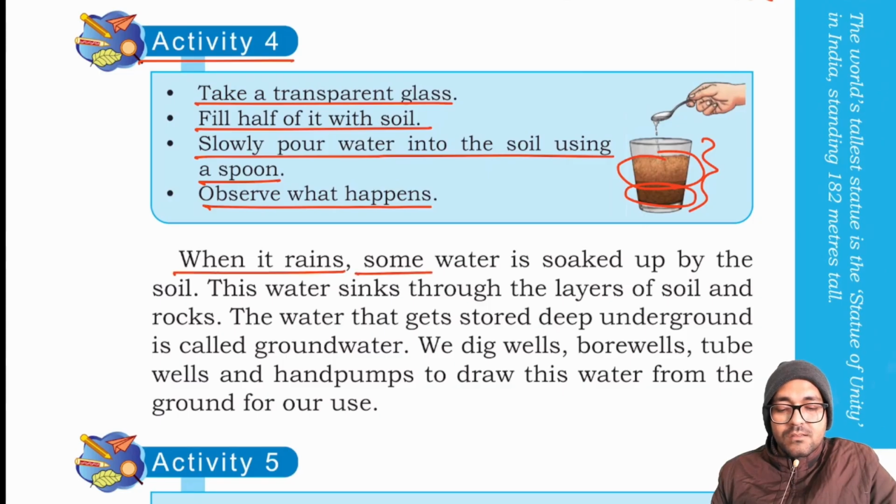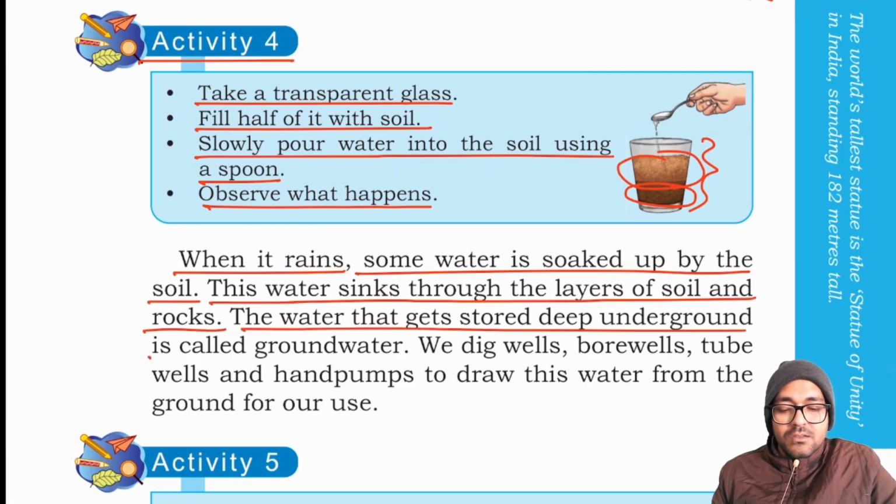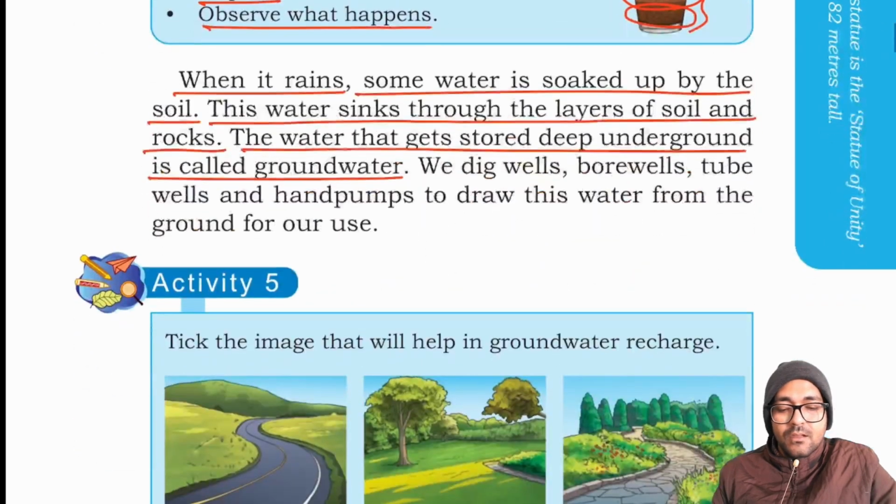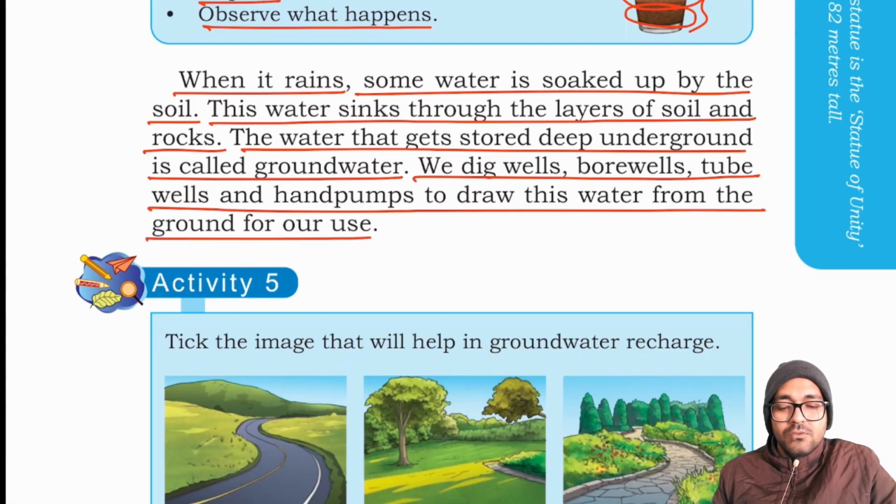When it rains, some water is soaked up by the soil. This water sinks through the layers of soil and rocks. The water that gets stored deep underground is called groundwater. We dig wells, bore wells, tube wells and hand pumps to draw this water from the ground for our use.